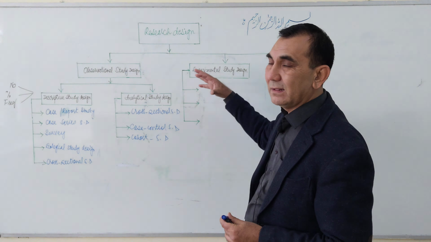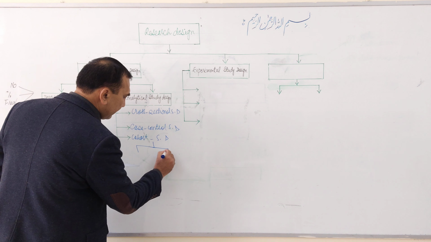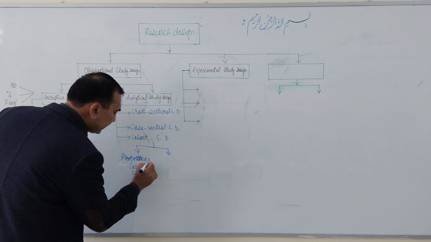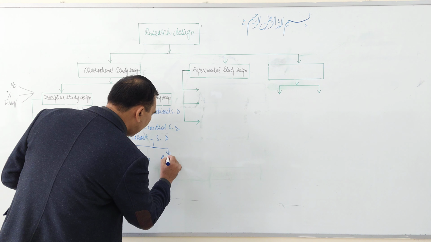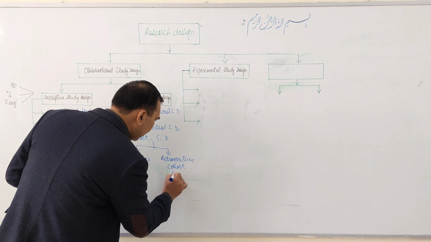Now the cohort is divided into two types. One is called the prospective cohort study design, and the second one is called the retrospective cohort study design.